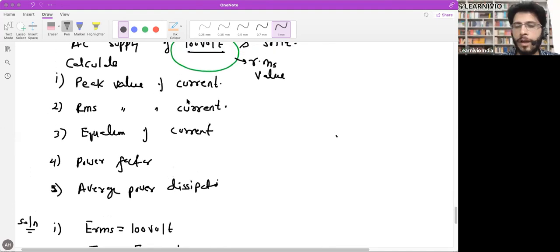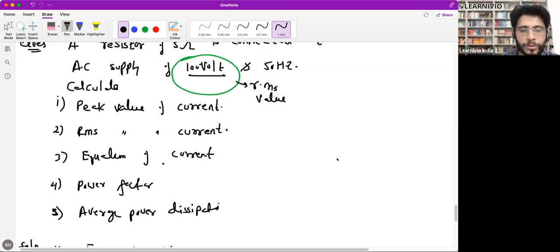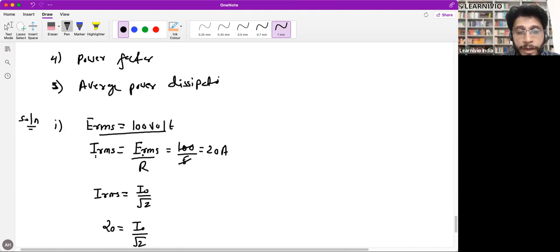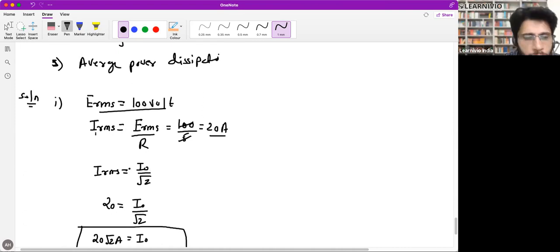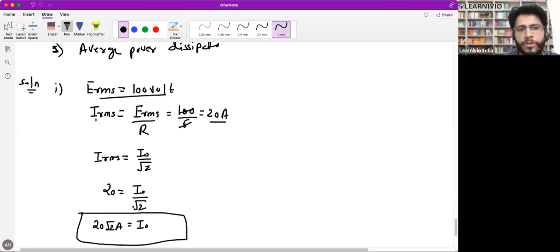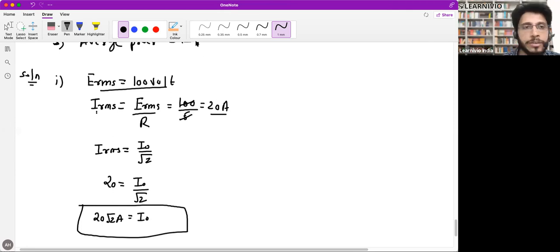See, the value which is given here, this 100 is the RMS value. Sania, just look at the calculations. ERMS is 100. When I divide this ERMS by the resistance, I get IRMS. So it's 100 by 5, which is 20 amp. So IRMS is 20 amp. If you have IRMS, you can calculate I naught. IRMS is I naught by root 2. Put the value of IRMS here, it's 20, it's I naught by root 2. You multiply it here, I naught is 20 root 2. I naught is not 20, Sania. I naught is 20 root 2. It's IRMS which is 20. Sania, is it clear?